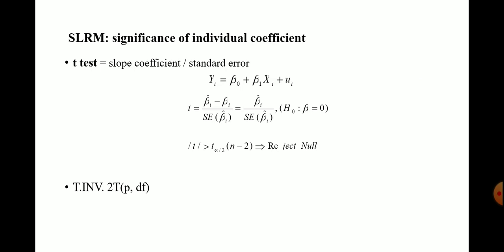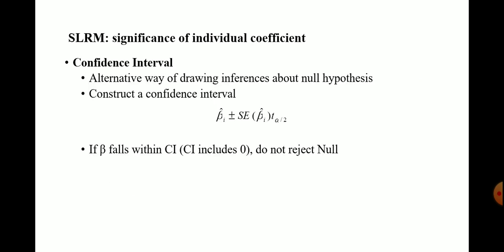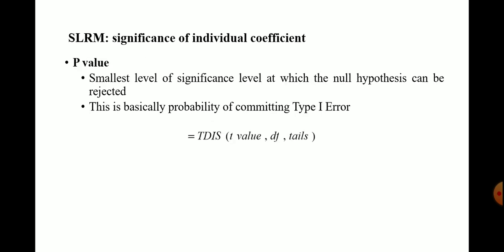You can also use the confidence interval test, which I'm not going to discuss because it's not so important. Or you can use the p-value approach. The p-value is the smallest level of significance at which a null hypothesis can be rejected. This is basically the probability of committing a type 1 error. You can also find it using its equations, but I'm not going into that either.